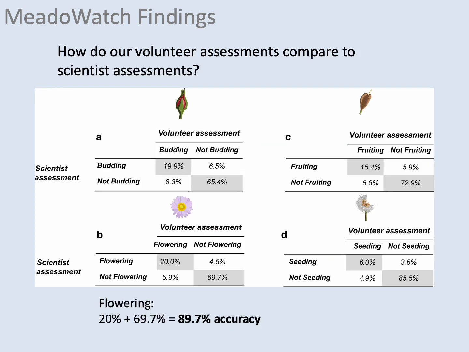You may also be wondering how volunteer-collected data might compare to scientist-collected data, and the answer is our volunteers are great at monitoring phenology, collecting data at an accuracy quite comparable to trained scientists. By adding up the gray squares here in these confusion matrices, we can see that volunteers predict flowering, for example, with an 89.7% average accuracy.